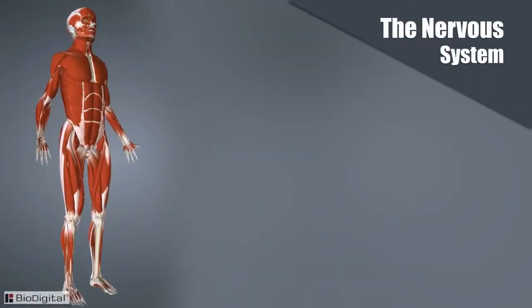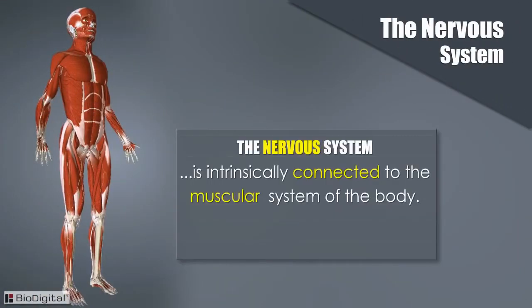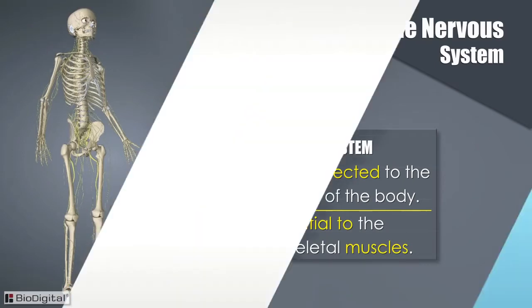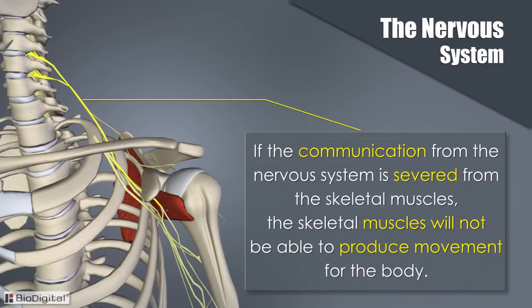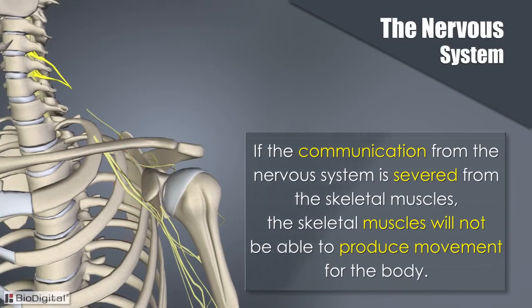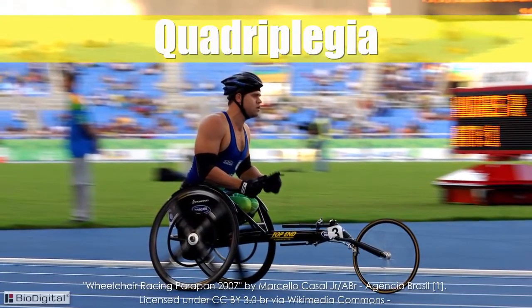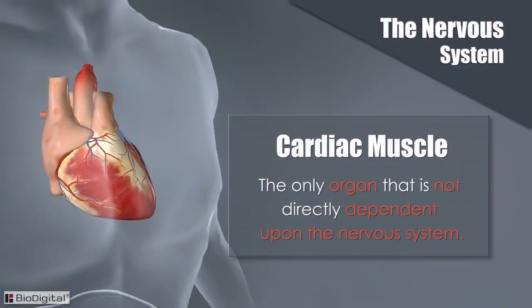While not technically part of the same system, the nervous system is intrinsically connected to the muscular system of the body. It is essential to the voluntary skeletal muscles. If the communication from the nervous system is severed, the skeletal muscles will not be able to produce movement for the body. The body is then in a state of paralysis. This is known as quadriplegia. The only organ that is not directly dependent upon the nervous system is the cardiac or heart muscle.